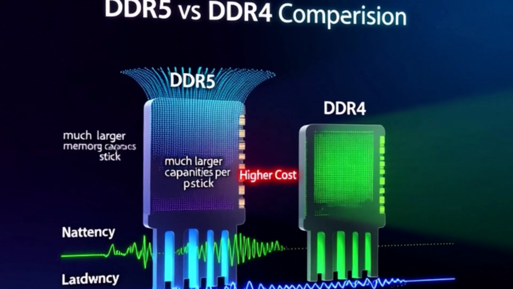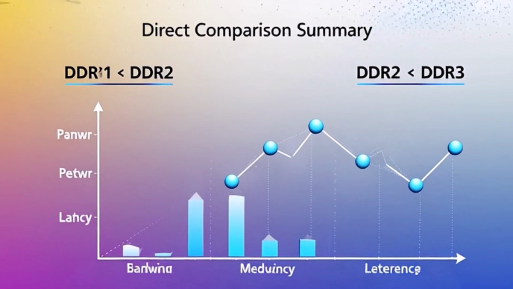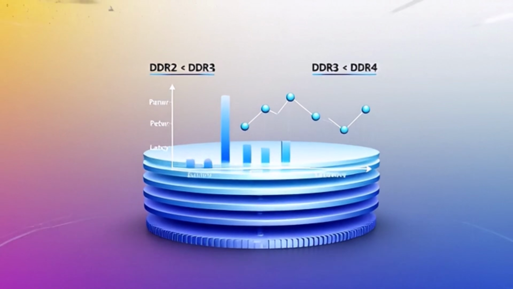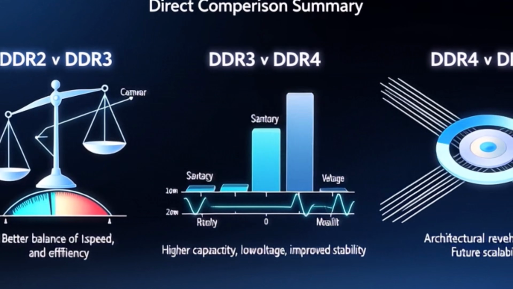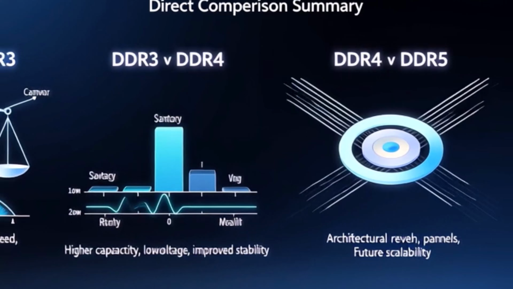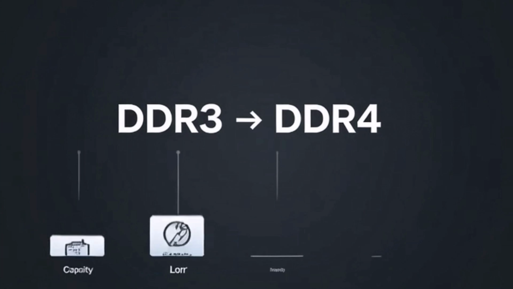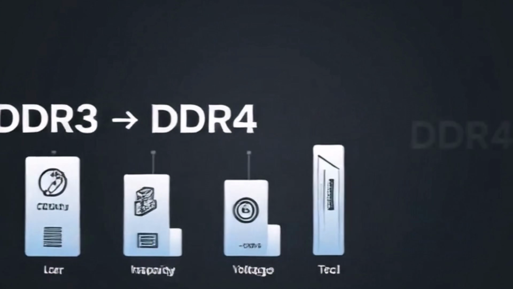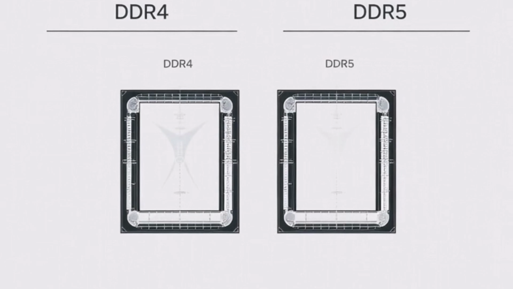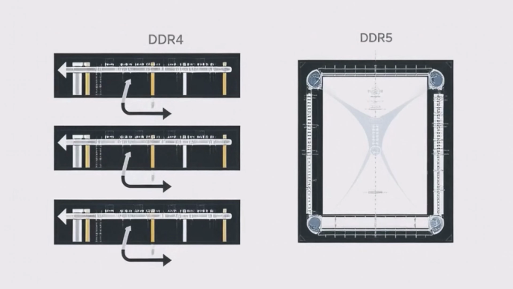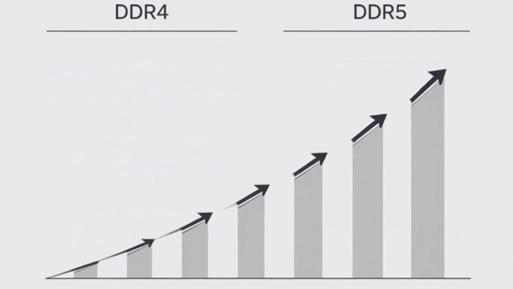Direct comparison summary. DDR1 to DDR2: bandwidth increased, power reduced, latency increased. DDR2 to DDR3: better balance of speed, latency, and efficiency. DDR3 to DDR4: higher capacity, lower voltage, improved stability. DDR4 to DDR5: architectural redesign, parallel channels, future scalability.